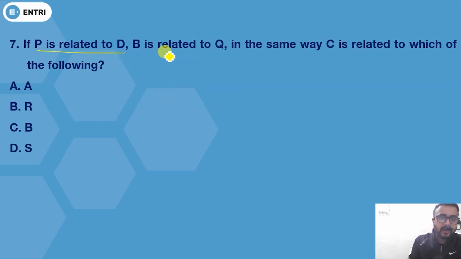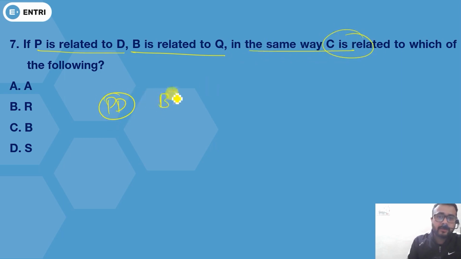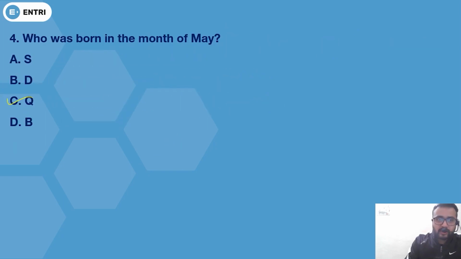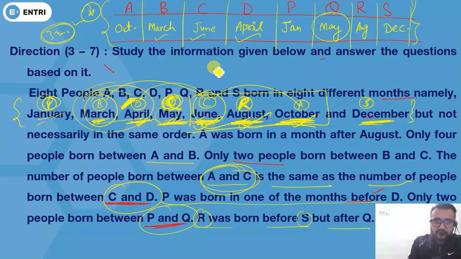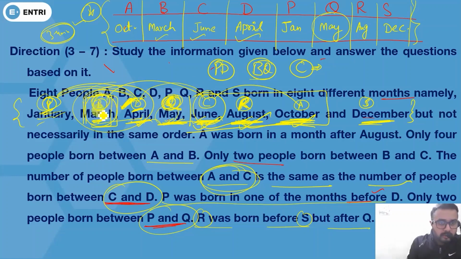If P is related to D, B is related to Q, then in the same way C is related to. So you have PD related, BQ related, and you have to find the relation of C. Now see, here is P, and where is D? Here is D. So you can see there is one person between P and D. Now B and Q. Here is B, here is Q. So there is one person between B and Q.